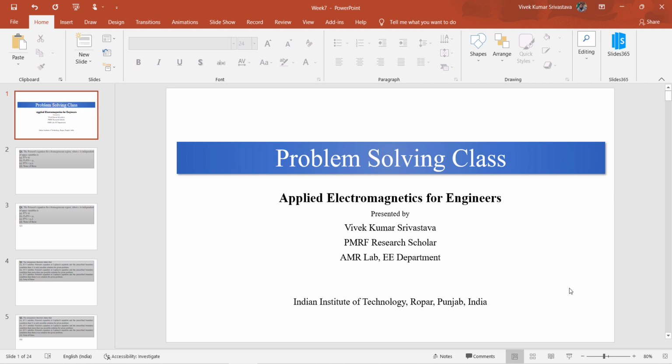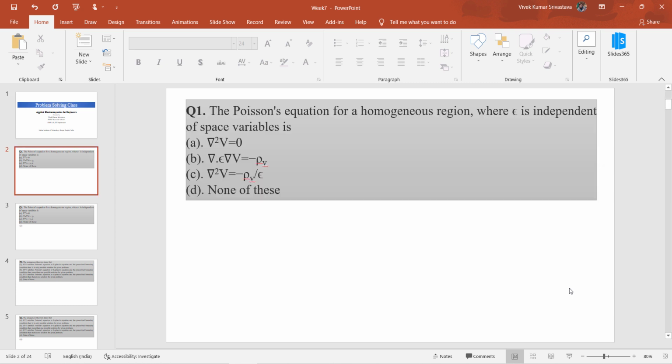So in this session, we will see some of the numericals based on the topics such as boundary condition, Poisson's equation and Laplace equation. So let us start today's class. So here is the first problem.